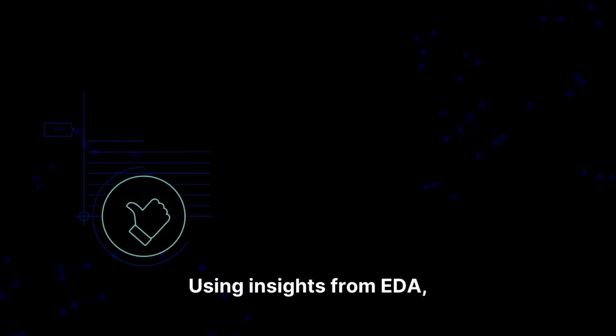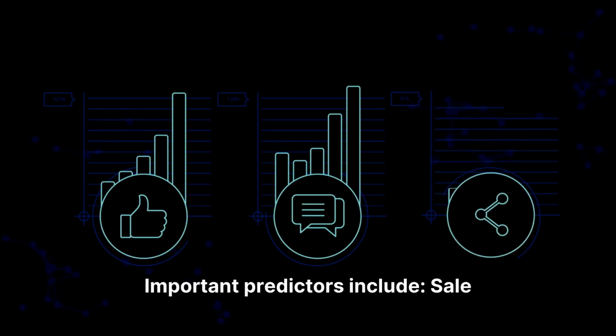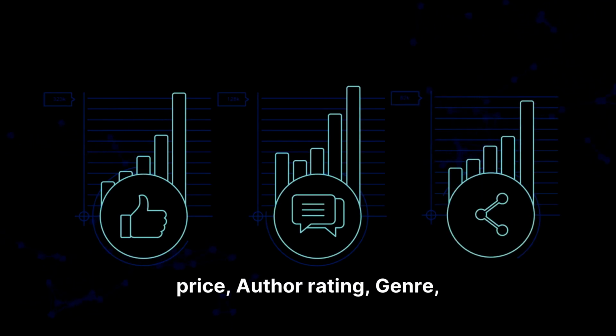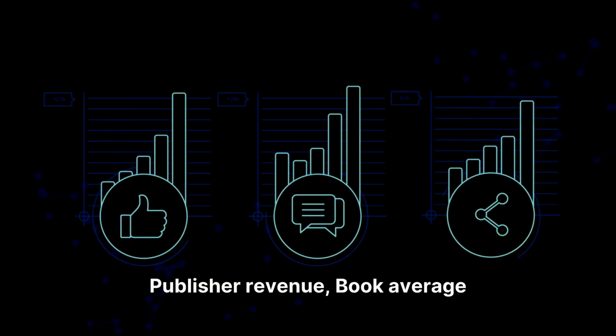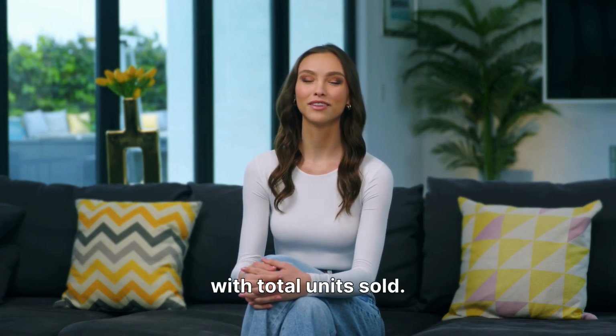Using insights from EDA, we finalize features for modeling. Important predictors include sale price, author rating, genre, publisher revenue, and book average rating. These features strongly correlate with total units sold.